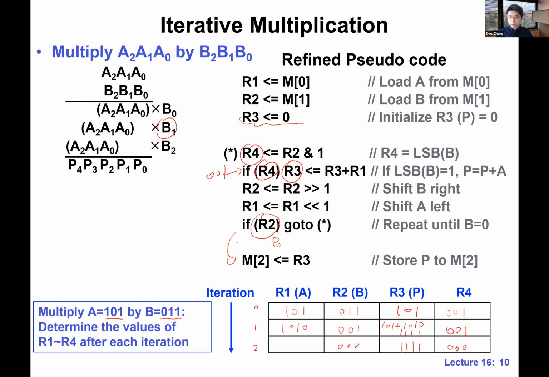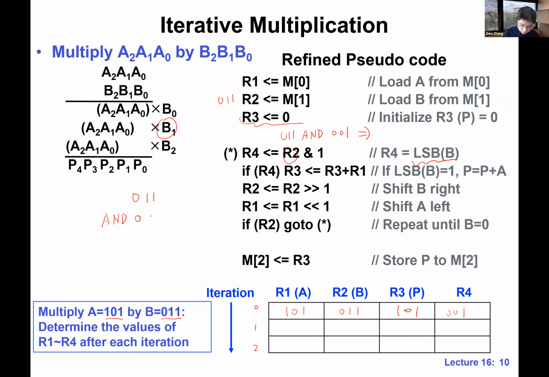So what we get is, let me put it here, 0, 0, 1, 1 and 0, 0, 1, bitwise AND. Of course, we get 1, right? 0, 0, 1, we get a 1. That's how we get R4. Okay, this is R2. Is it clear? Yes, R4 is basically the LSB.